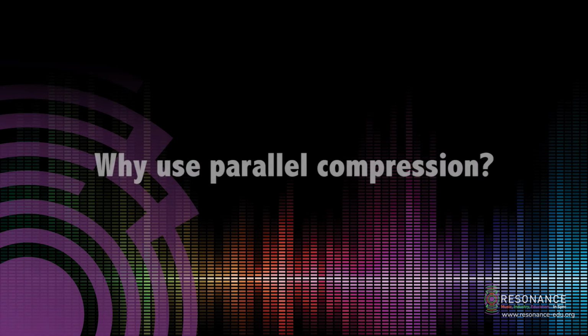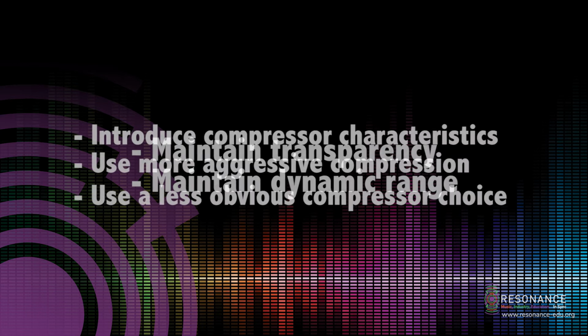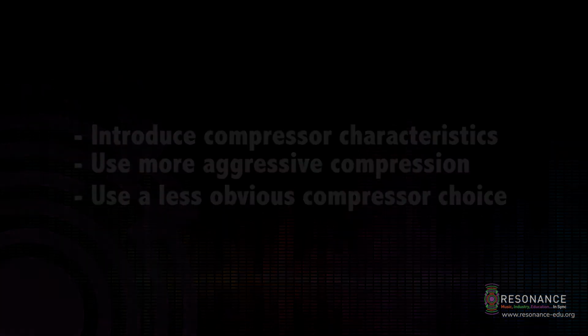Parallel compression opens up a whole extra dimension of creativity. It allows us to maintain an amount of transparency and dynamic range, which can be lost or affected by certain types of compression, whilst also gaining some of the tonal characteristics of the compressor we've chosen. This also means we can use a compressor that might ordinarily have undesired effects on our source. By using a blend of the original source signal, we can mix the positive characteristics of both.